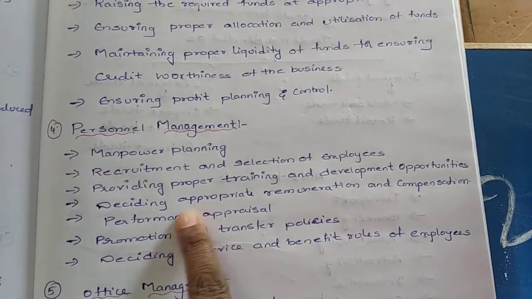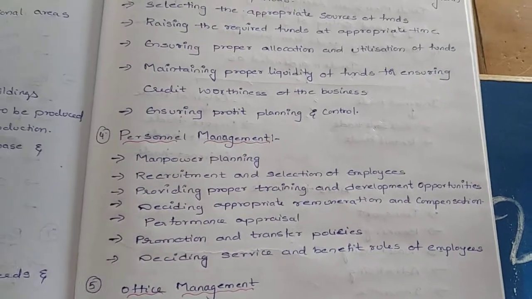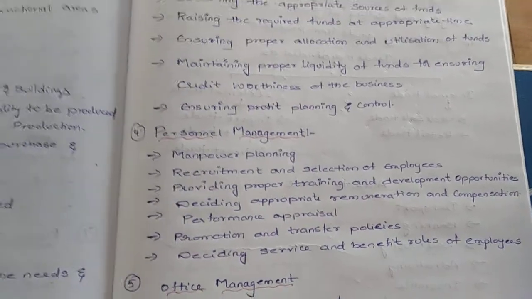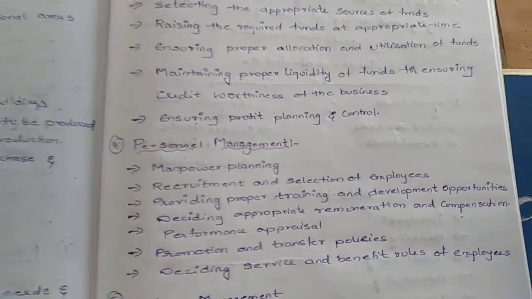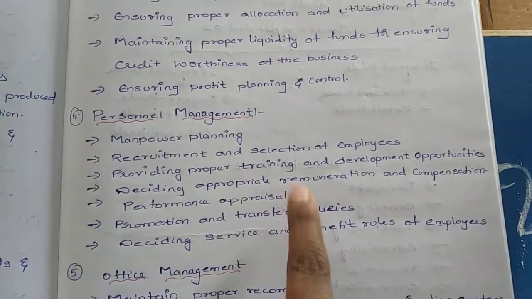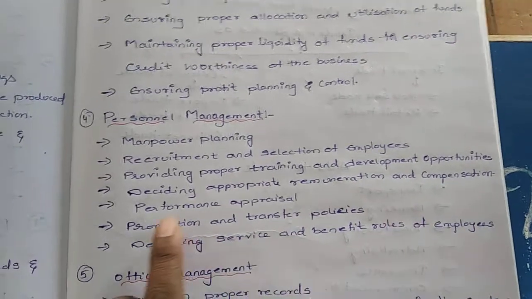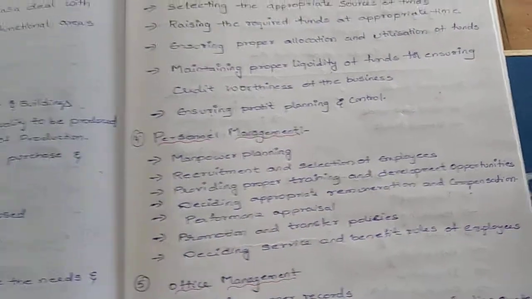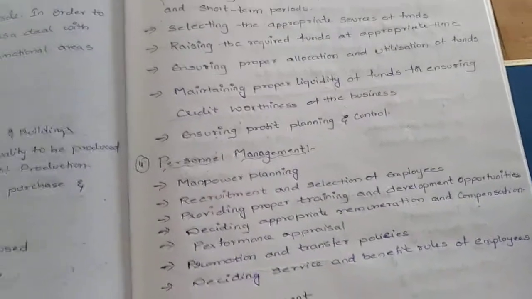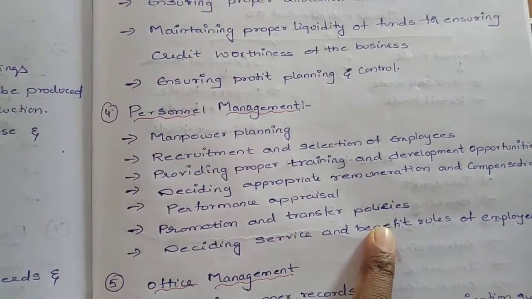Next, deciding appropriate remuneration and compensation. For a manager it will be one kind of salary, for a supervisor another kind of salary, for labor it will be wages. Yes or no? In that way, as per the designation, the remuneration should be there. Next, performance appraisal. If an employee is working harder and more efficiently, there should be an appraisal for him. Next, promotion and transfer policies.